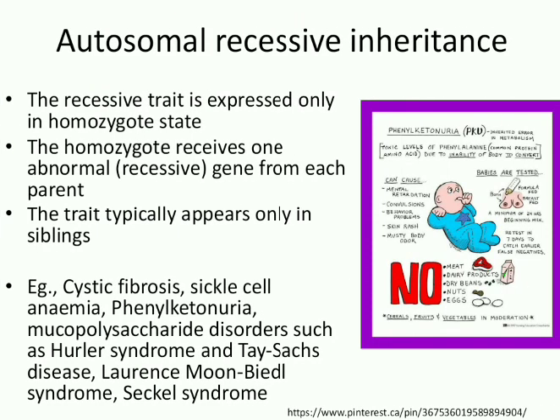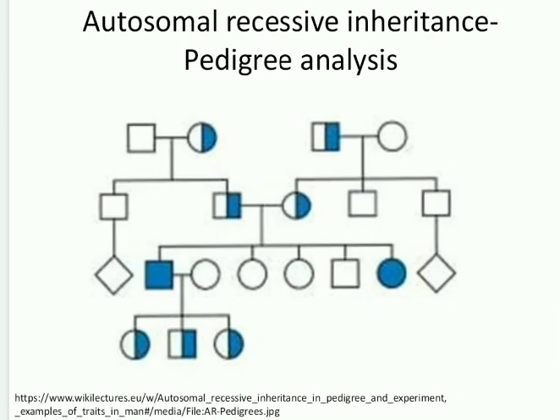Coming on to autosomal recessive inheritance. Autosomal dominant expresses itself in a heterozygote state, whereas autosomal recessive expresses in a homozygote state. That is more important. The homozygote receives one abnormal gene from each parent. So the parents are heterozygotes, whereas the kid is homozygote, and the disease is expressing in the kid. And the trait appears in siblings. Examples of autosomal recessive traits are cystic fibrosis, sickle cell anemia, phenylketonuria, mucopolysaccharide disorders like Hurler syndrome, Tay-Sachs disease, and Laurence-Moon-Biedl syndrome.